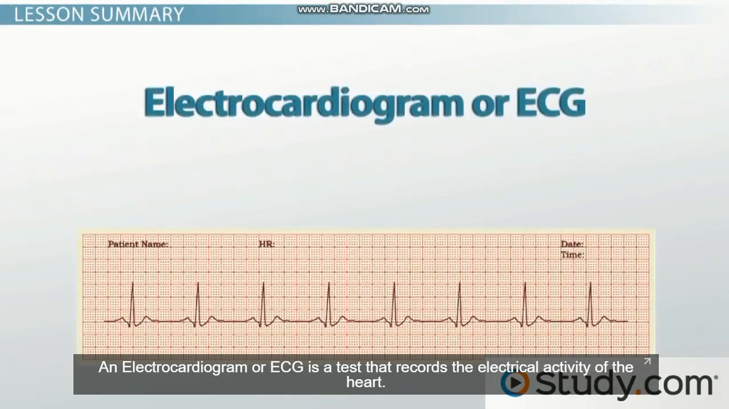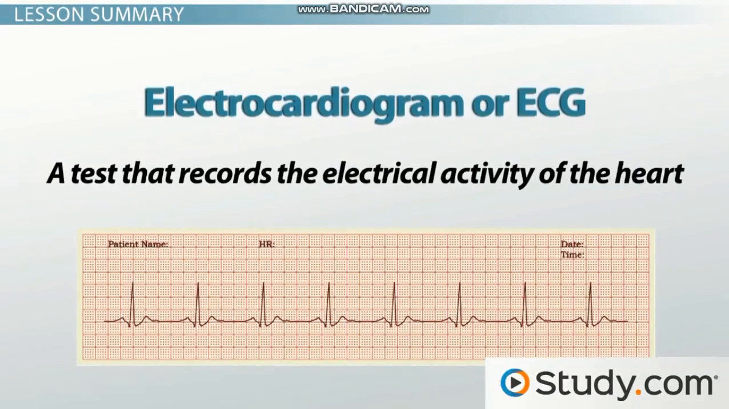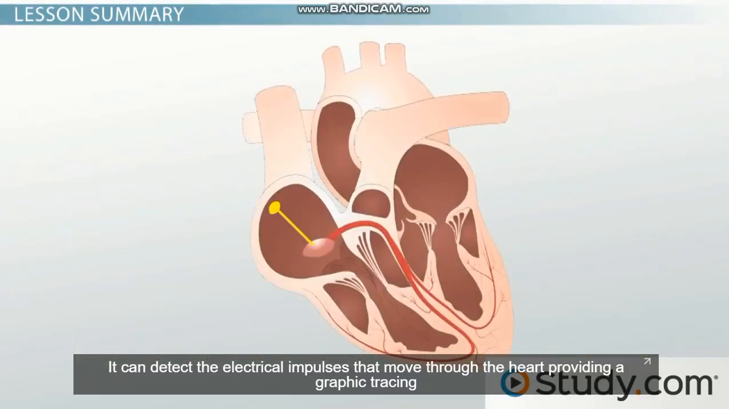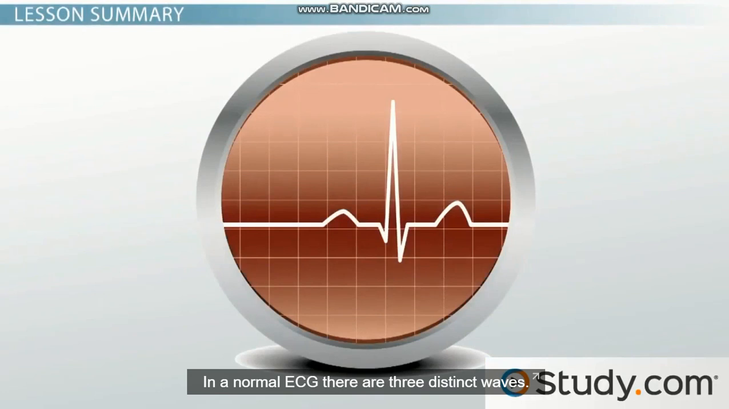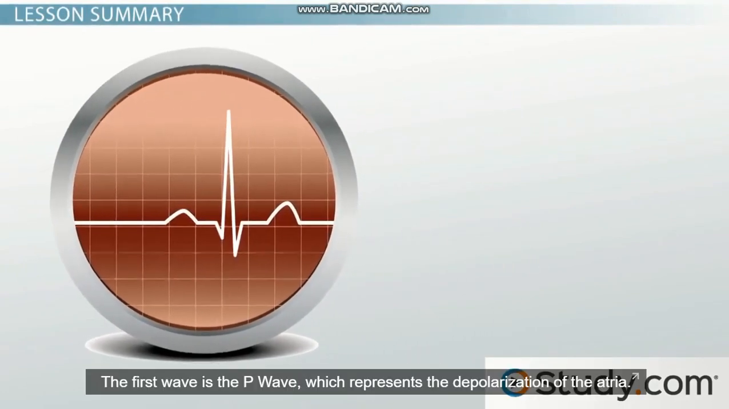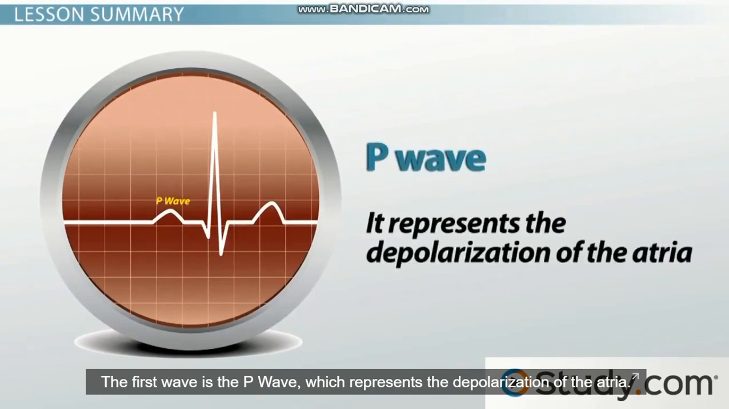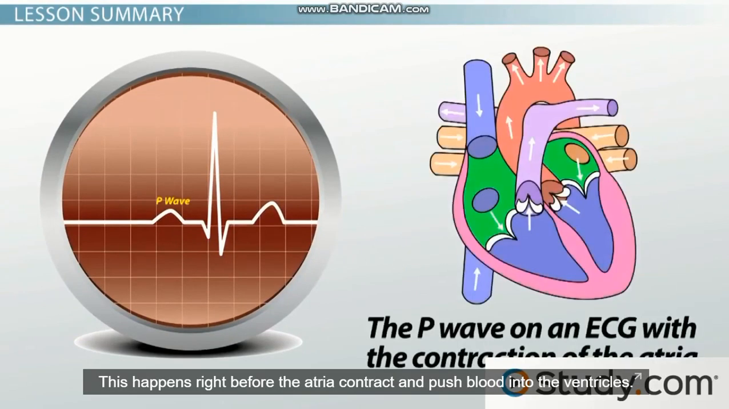Let's review. The electrocardiogram, or ECG, is a test that records the electrical activity of your heart. It can detect the electrical impulses that move through the heart, providing a graphic tracing of how your heart is performing. In a normal ECG, there's 3 distinct waves. The first wave is the P wave, which represents the depolarization of the atria. This happens right before the atria contract and push blood into the ventricles.